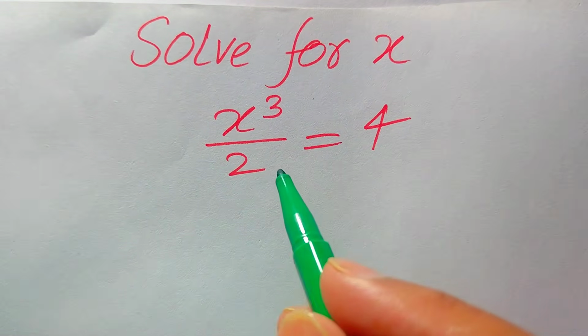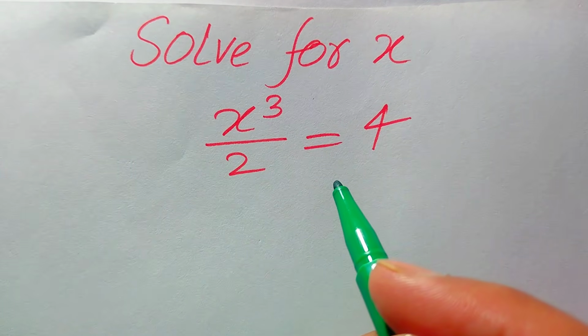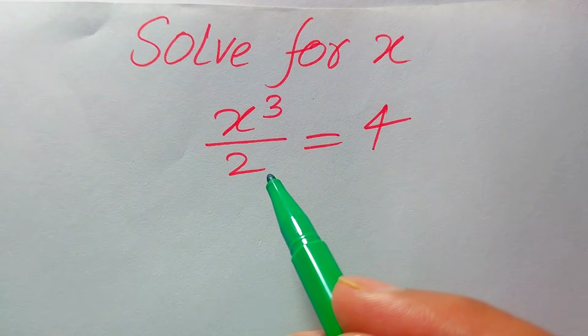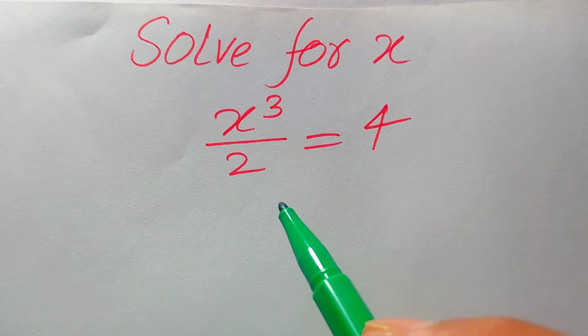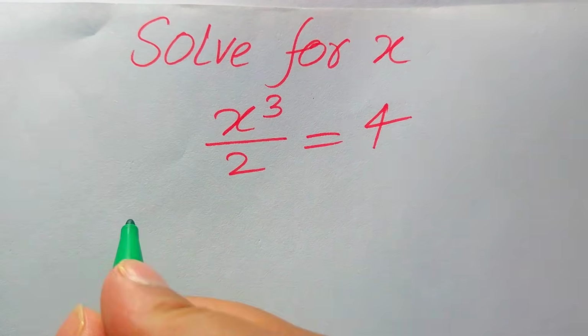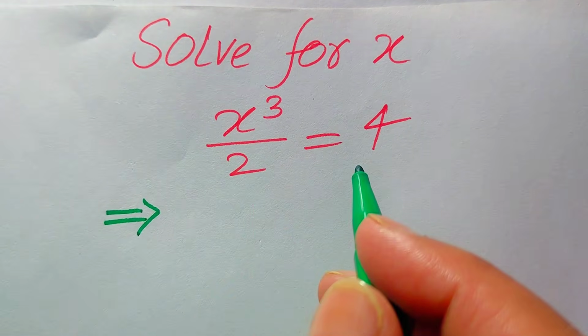So here we have x cubed divided by 2 equals 4, and we solve this problem for all the values of x. You see that this is a cubic equation. It means that this equation has 3 roots, and now we need to find all those 3 roots. So the very first thing we are going to do is move the term 2 from the left hand side to the right hand side.